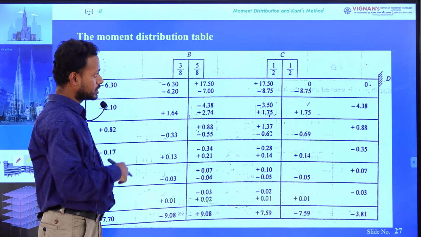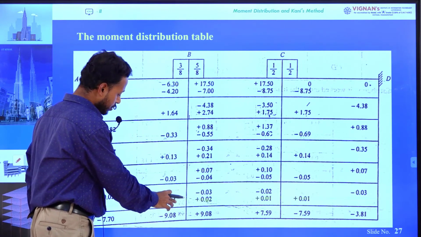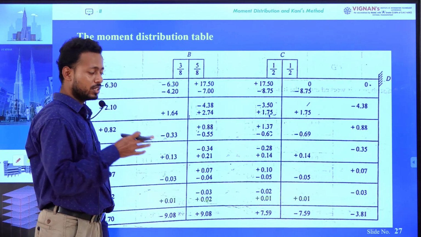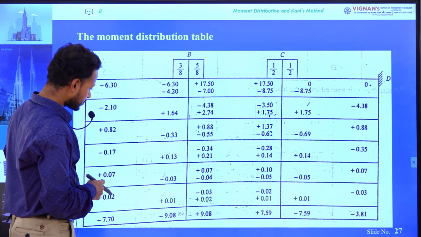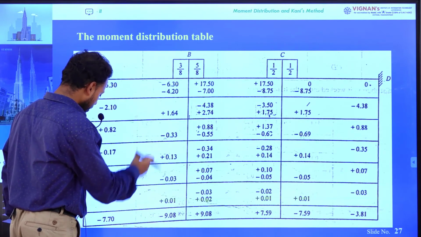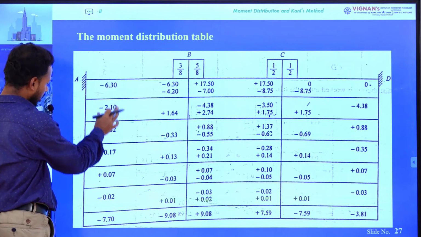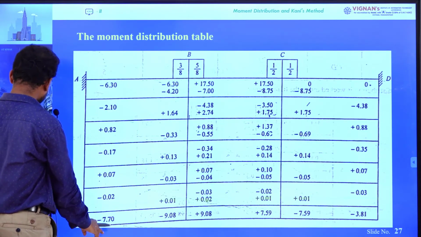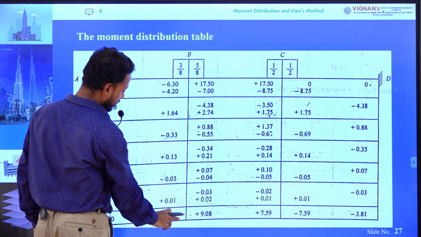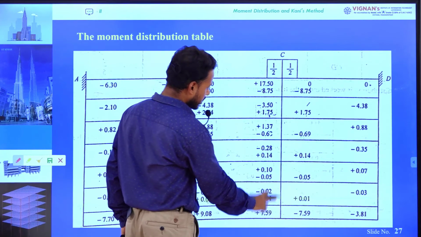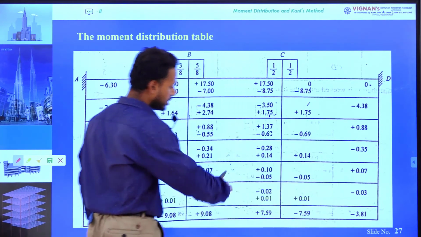This is the iterating process. This iterating process will be stopped when you are getting very small moments, 0.01 or 0.001. Then you can stop this process. Then you add all the moments. If you add all these moments, you will get minus 7.7. If you add all these moments, you will get minus 9.08, and add all these moments, at each and every joint you add all these moments.